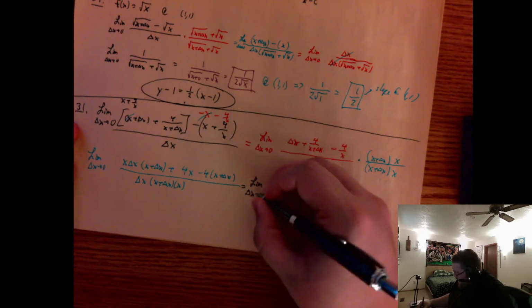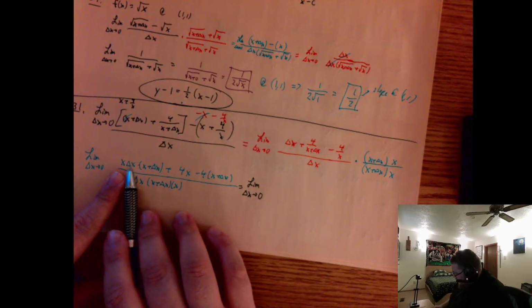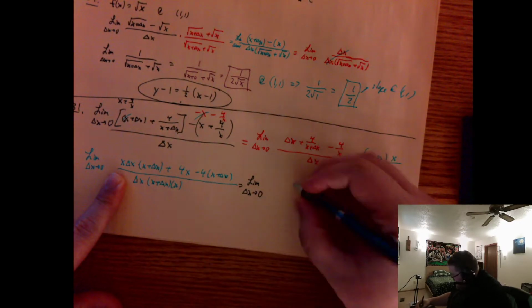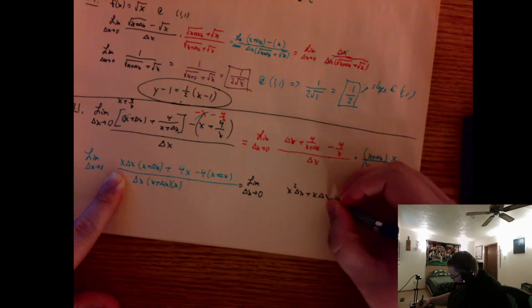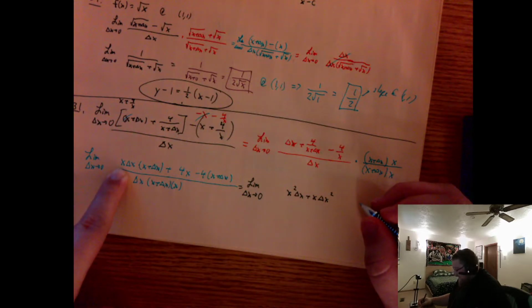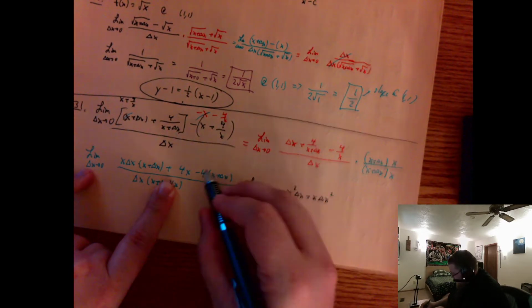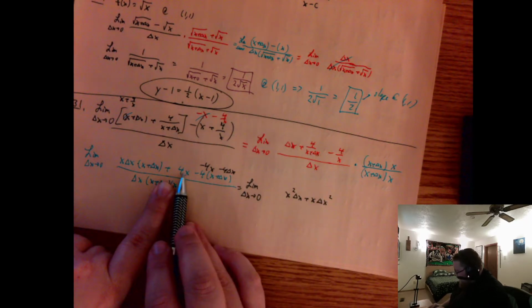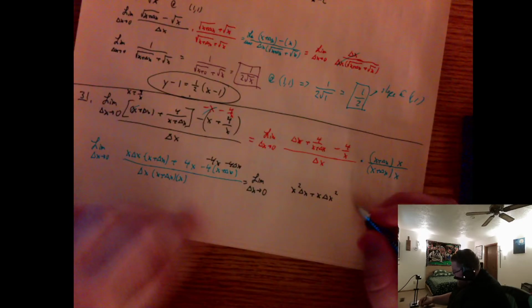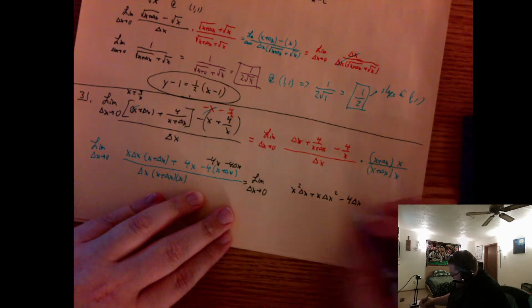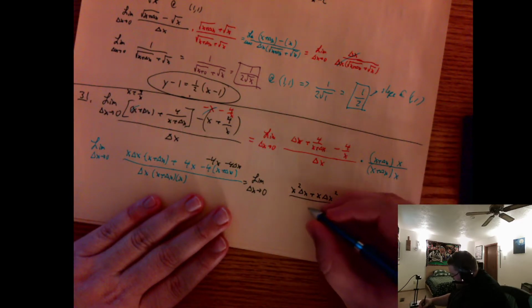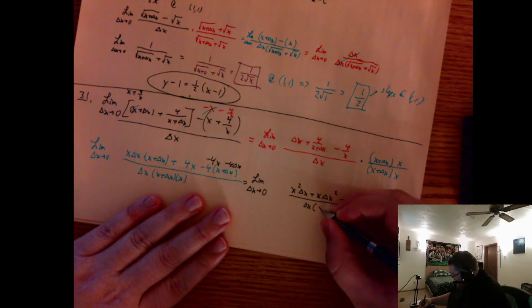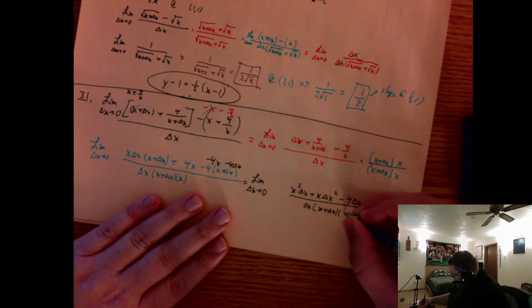Limit as delta x approaches 0. I'm going to start simplifying some stuff. So things that I can simplify. I can distribute this to both pieces. This would become x squared delta x plus x delta x squared. So take this x delta x and distribute it to each one. When I distribute this, it will become negative 4x minus 4 delta x. And the cool thing that happens there is the 4x and the negative 4x are going to end up canceling, meaning it would just be negative 4 delta x. All over delta x times x plus delta x times x.